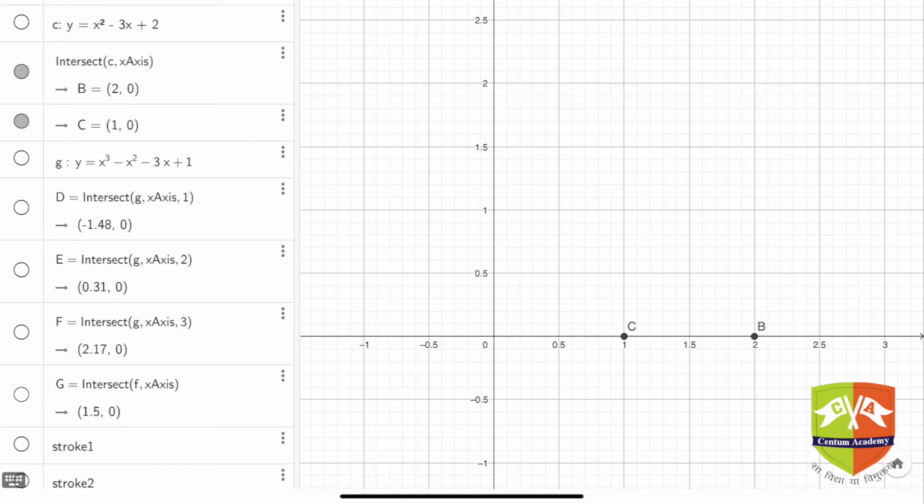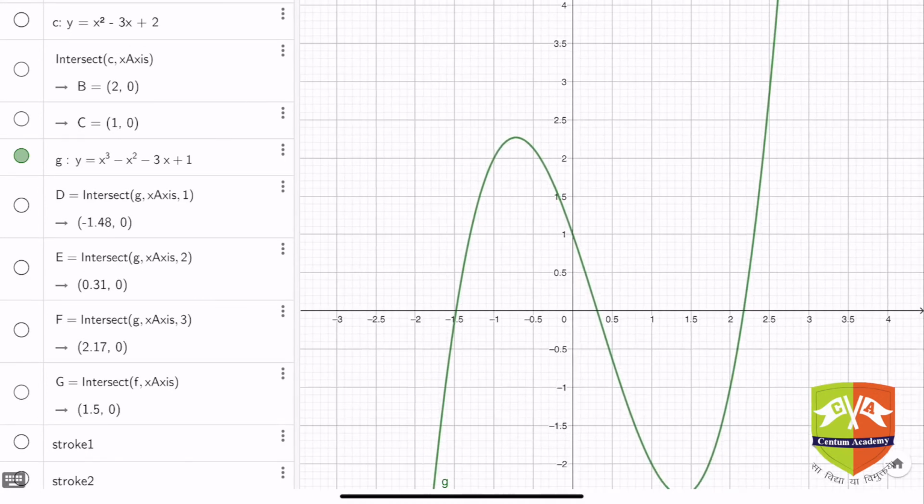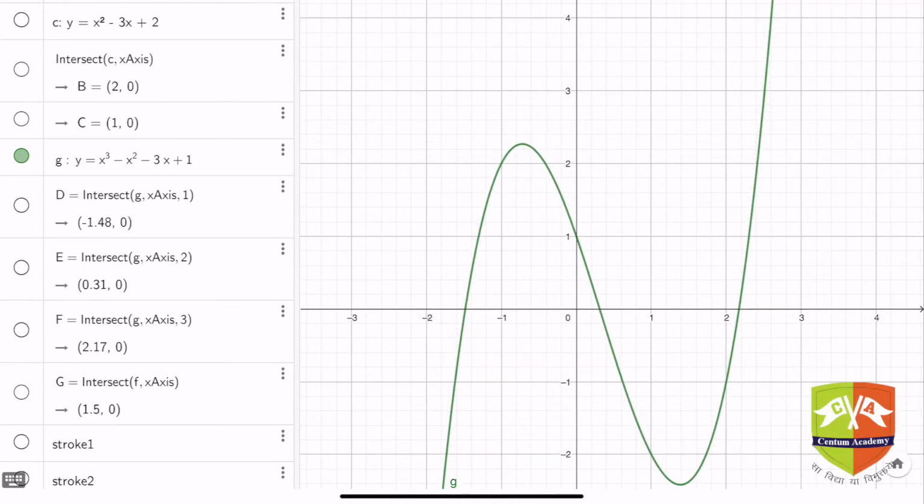Now let us check another polynomial, of degree 3. Let us say the polynomial is x cube minus x square minus 3x plus 1. Again, there are 3 points where the curve is becoming 0, or the value of the polynomial is becoming 0. This point D is minus 1.48, this point is 0.31, and F is 2.17, right? So there are 3 values of x where the cubic polynomial is becoming 0.